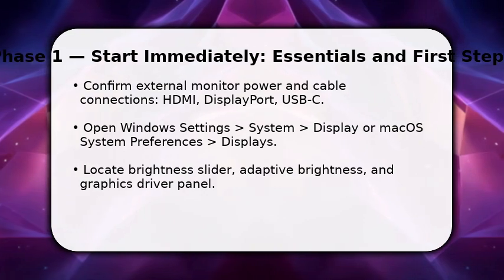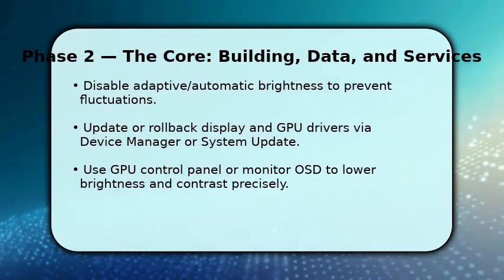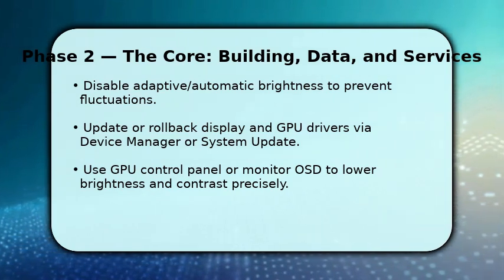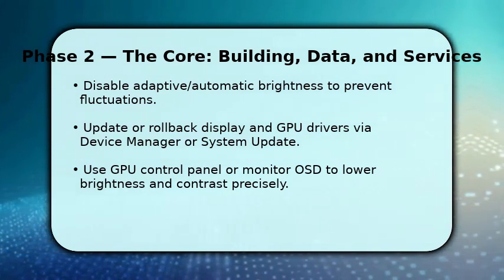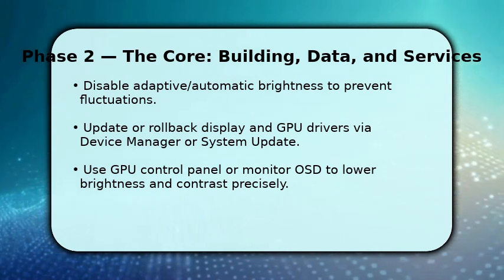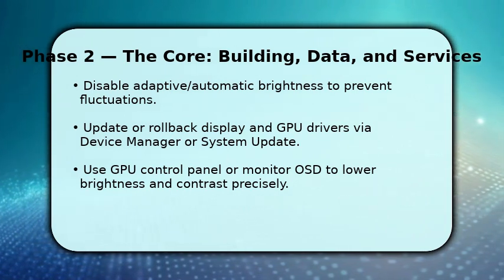Now you handle the detailed adjustments. First, disable adaptive or automatic brightness so the display doesn't override your setting. This stops sudden increases. Then update, or if a recent update caused issues, roll back the display and GPU drivers in Device Manager or System Update. Drivers often affect brightness control.